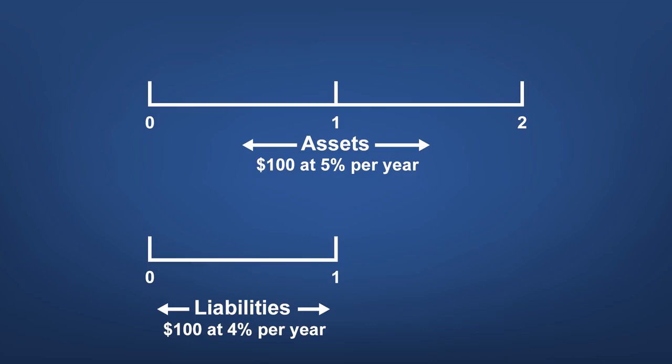This investment is funded with borrowing. The borrowing costs are 4% per year. But the borrowing is short maturity. It needs to be refinanced at the end of the first year. The bank makes a net interest income, that's interest income of $5 minus interest expense of $4, so net interest income is $1 in the first year.